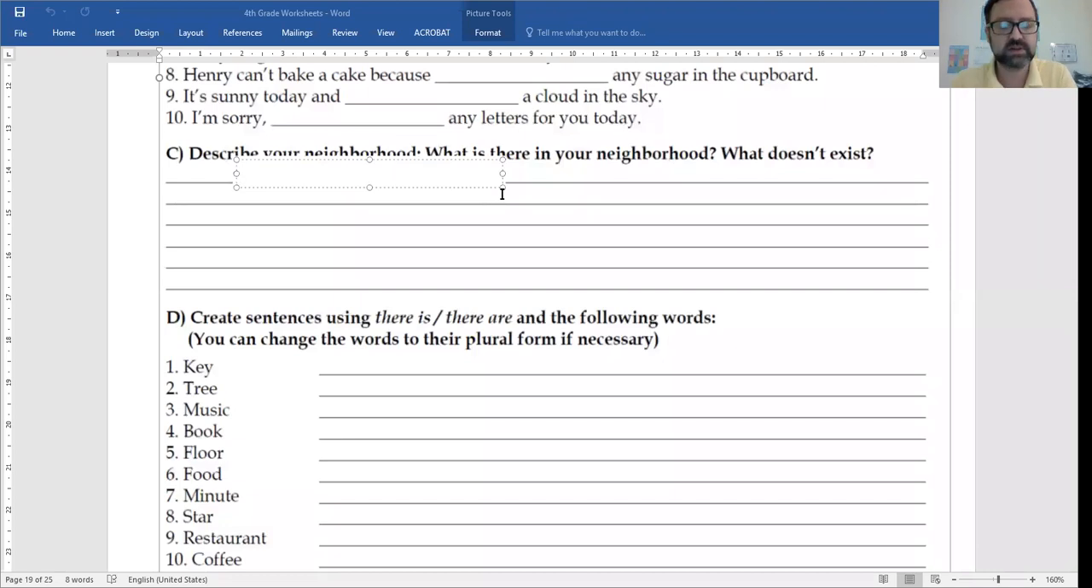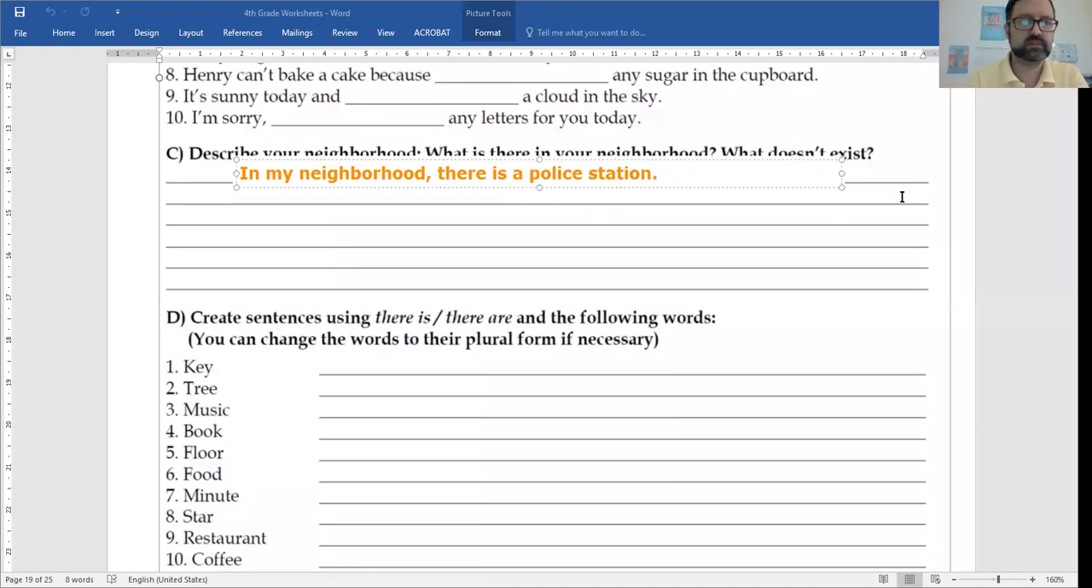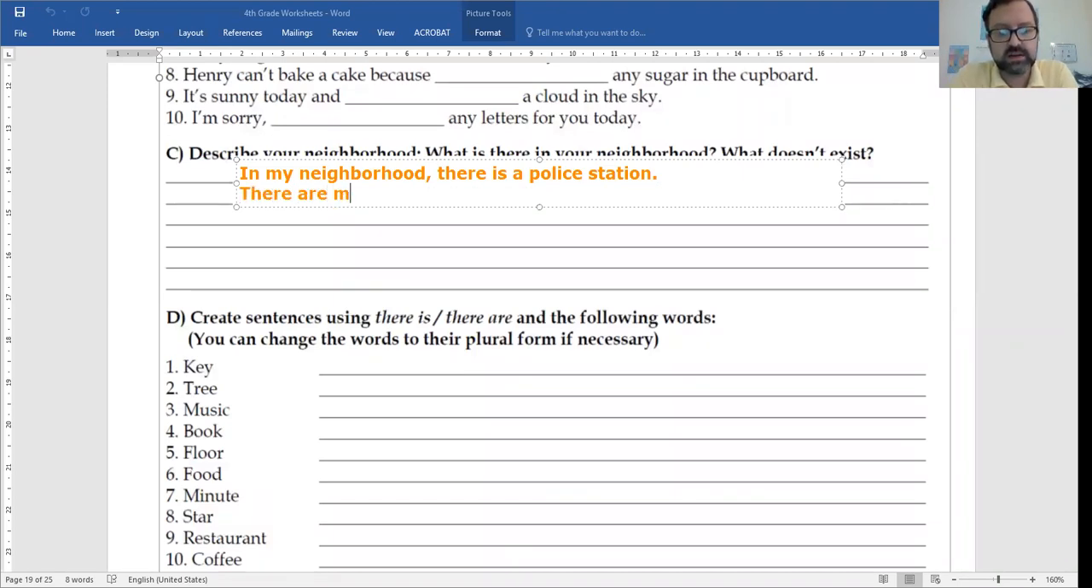I'm going to just write 4 sentences about my neighborhood. All right, I'm going to start with, in my neighborhood, there is a police station. Okay. And sentence number 2. There are many restaurants.